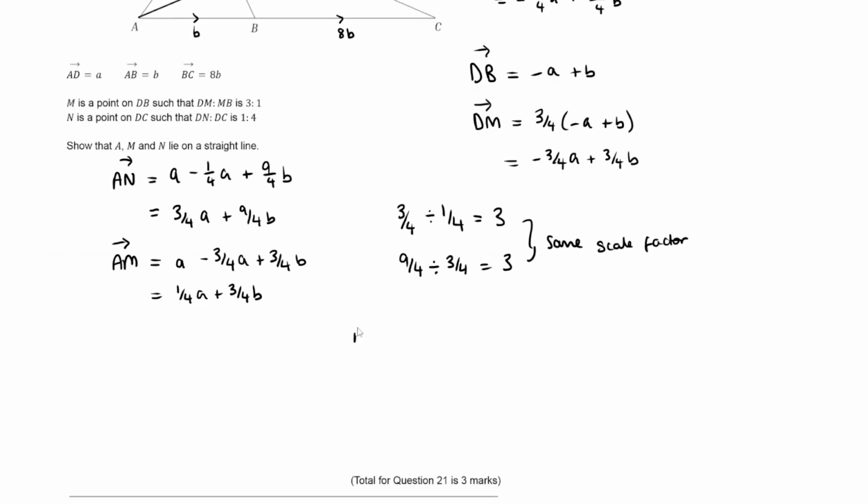The way that I would write it is AN is equal, whenever you say in your head the word "is", that's where you put the equal sign, 3 lots of AM, isn't it? 3 lots of the smaller one. That shows that they're multiples, therefore parallel.